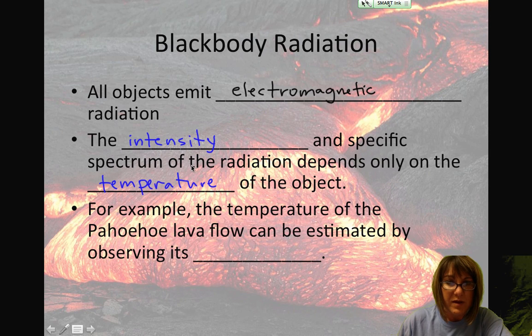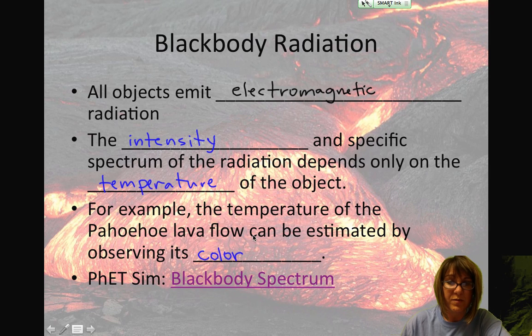So, for example, in the picture behind me, the temperature of this lava flow can be estimated by observing its color. The more red it is, the cooler the lava, and the brighter, more yellowish white it is, the hotter it would be.